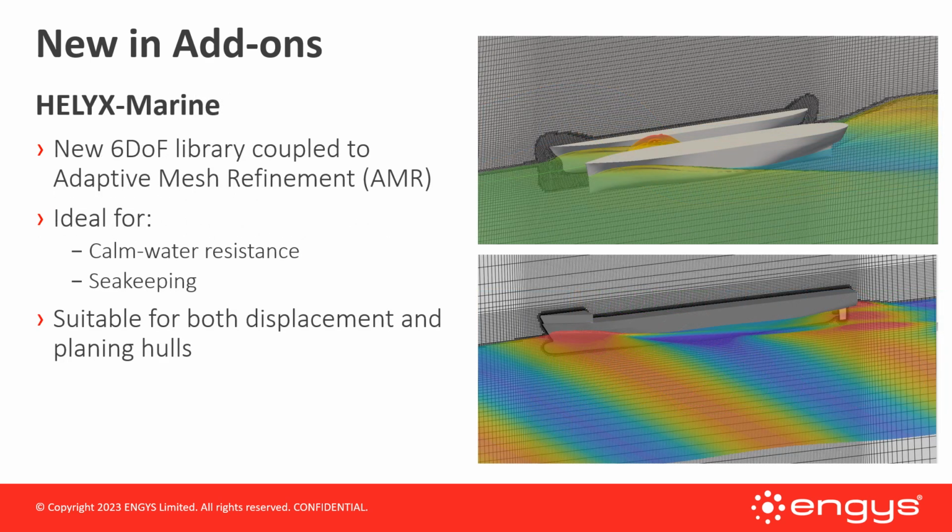Our Helix Marine additional module, specifically developed for ship design for the naval industry, has a new 6 degrees of freedom library coupled to our adaptive mesh refinement tool for more efficient mesh generation for simulations with moving parts. This new library is ideal for calm water resistance and seakeeping analysis, and it's suitable for both displacement and planing hulls.